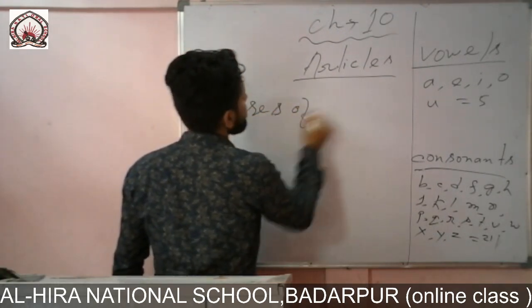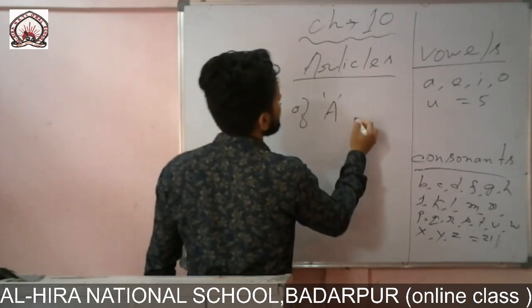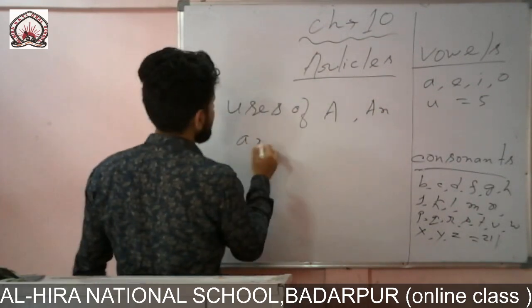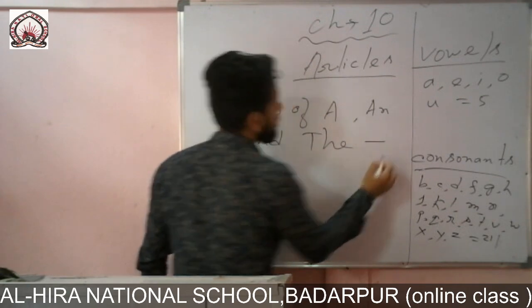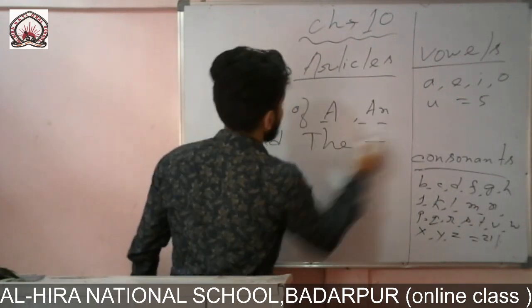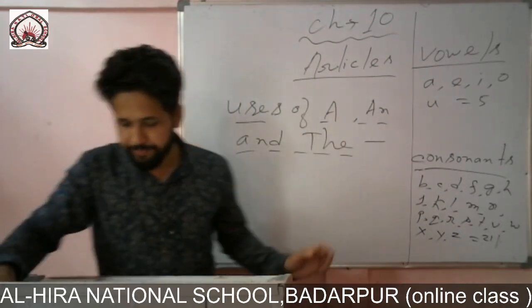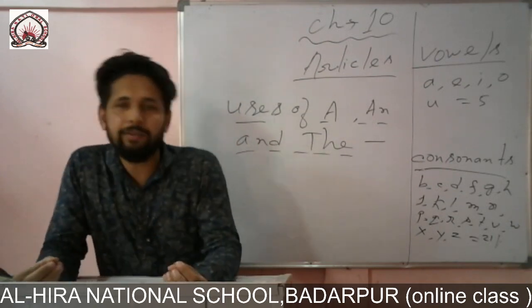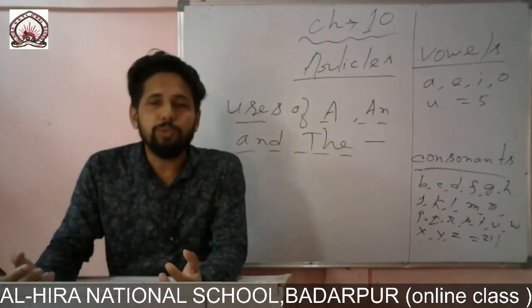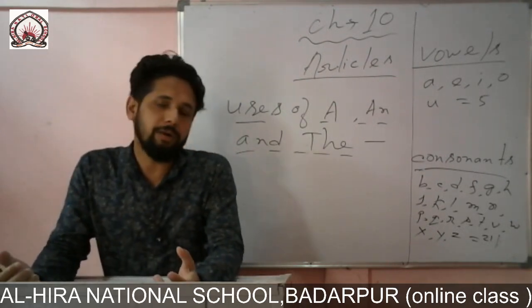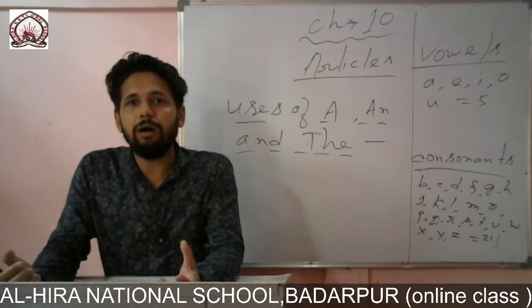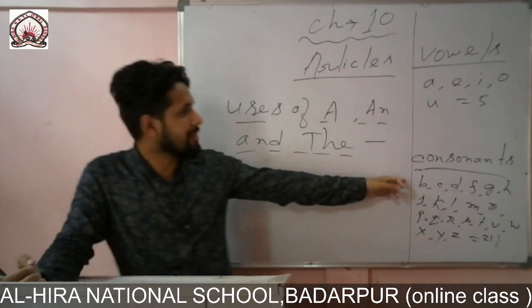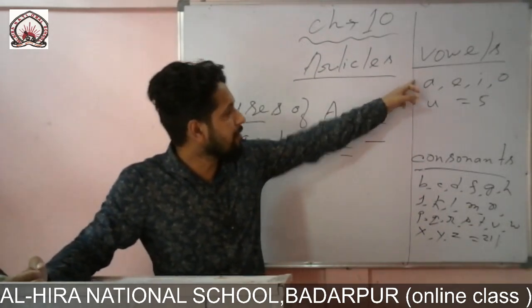Uses of A, AN, THE. Very simple thing. Listen to me very carefully: A is used before a singular countable noun which gives a consonant sound. You see, I have written there already, here vowel, here consonant sound.